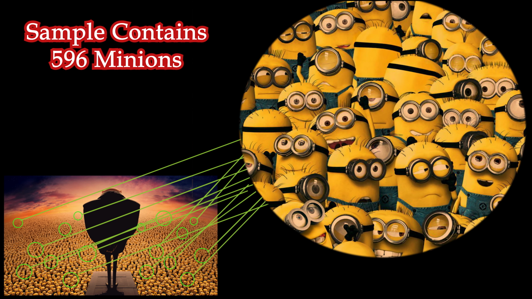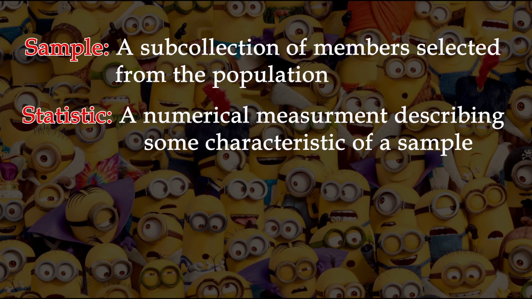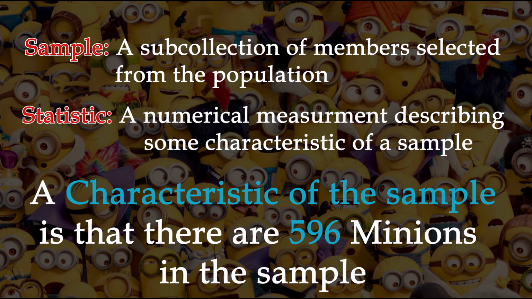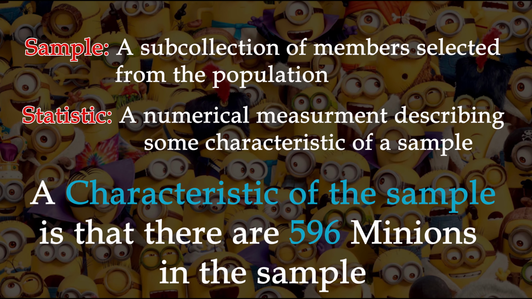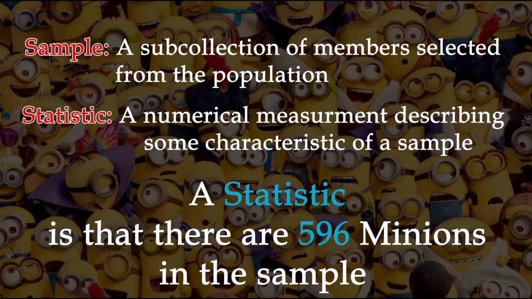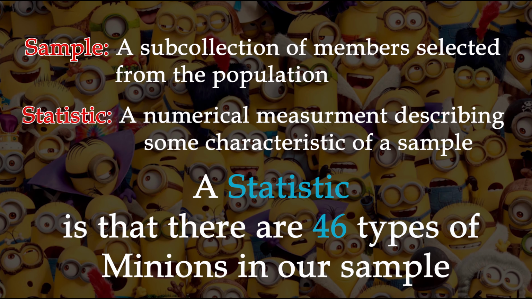Let's say our sample contained 596 minions, and we find that there are 46 types of minions. Just like how a parameter is a characteristic of a population, a characteristic of a sample is called a statistic. So, in this case, 596 would be considered a statistic, and so would 46. They both describe something about our sample.